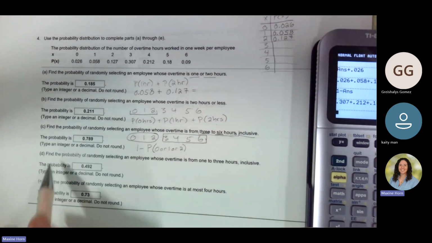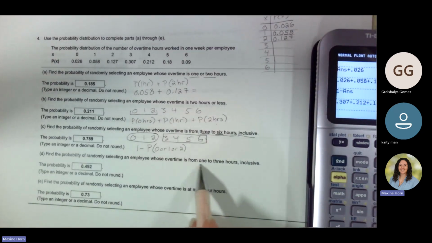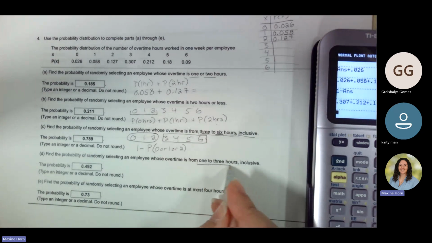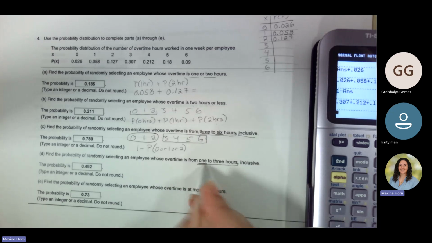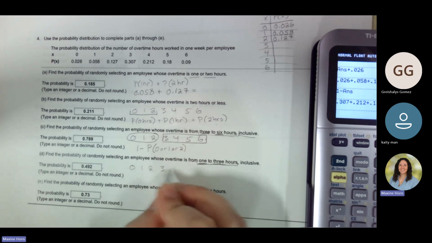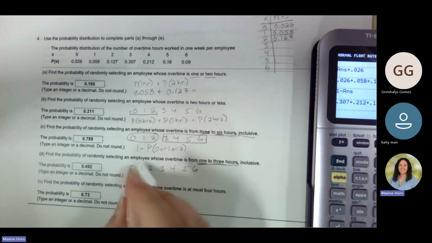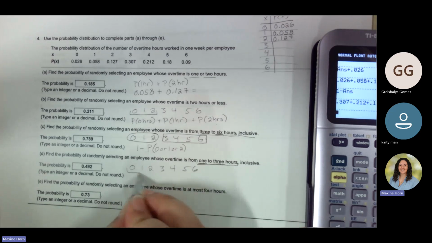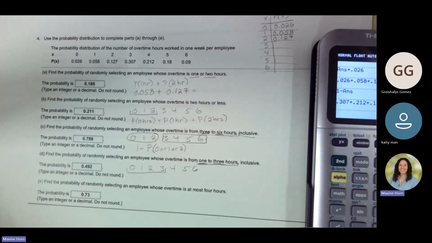All right, find the probability of randomly selecting an employee whose overtime is from 1 to 3 hours inclusive. All right, so 1 to 3 hours, and we are including it. So 0, 1, 2, 3, 4, 5, 6. Okay, 0 to 3 inclusive. So again, if I want to save myself work, I can say, well, I already know 0, 1, and 2. So if I take what I got for 0, 1, and 2 and just add the probability of 3 to it, then that'll save me some work.